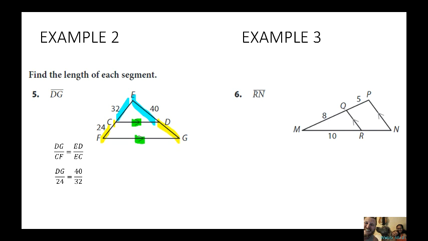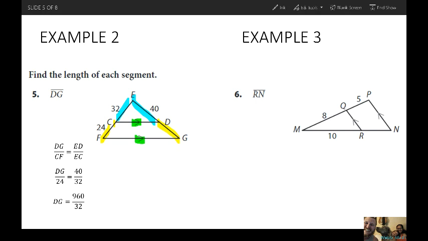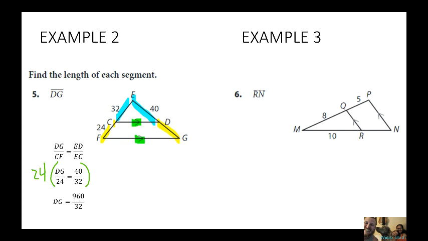Since we're finding DG, we're going to go ahead and start substituting the values that we know. And you're going to cross multiply, or again, like a pro, you could just multiply both the left hand and right hand side by 24. And 24 times 40 is 960, and then divide by 32. And you'll get DG is 30.